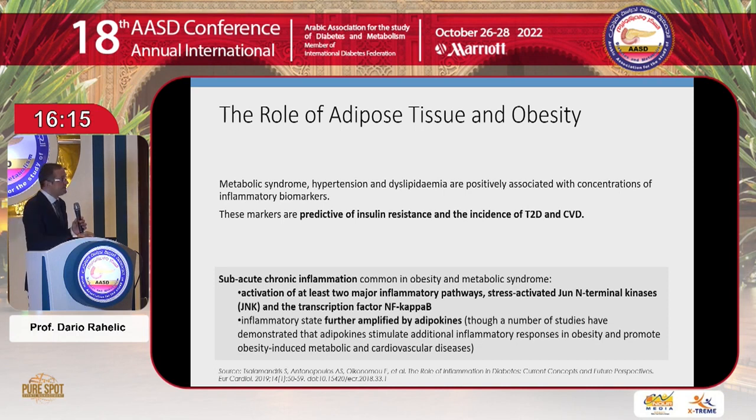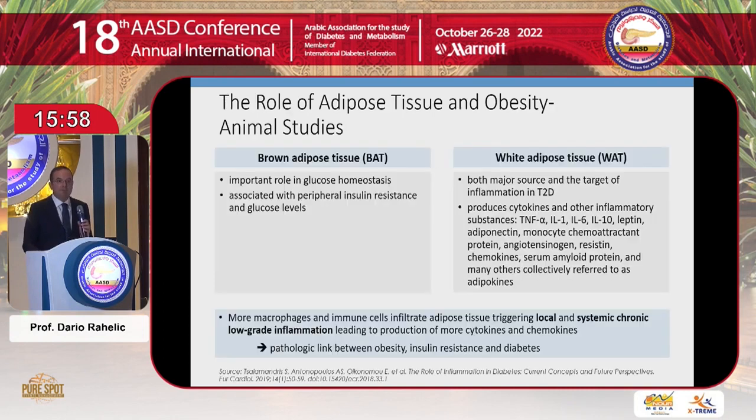Subacute chronic inflammation will activate at least two major inflammatory pathways. You can see them here. One is JNK and another one is the transcription factor NF-kappa B. Those pro-inflammatory pathways will cause chronic inflammation, and that can be related to many different obesity and insulin resistance related chronic diseases.